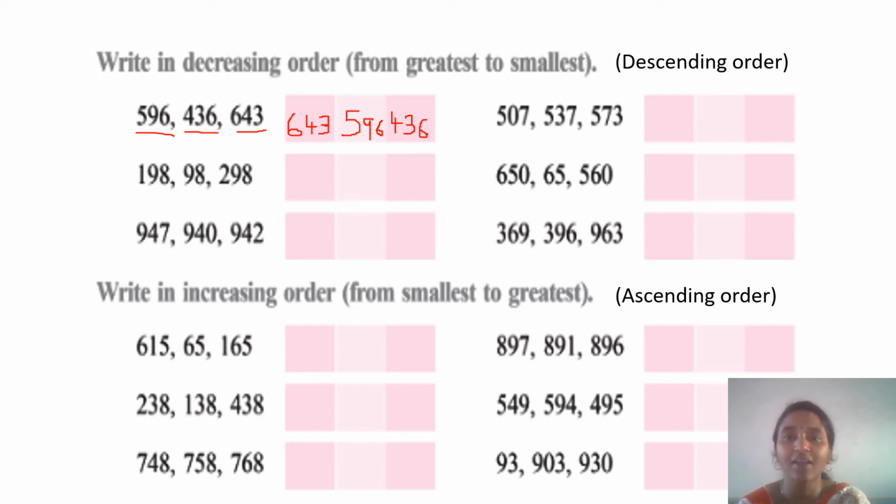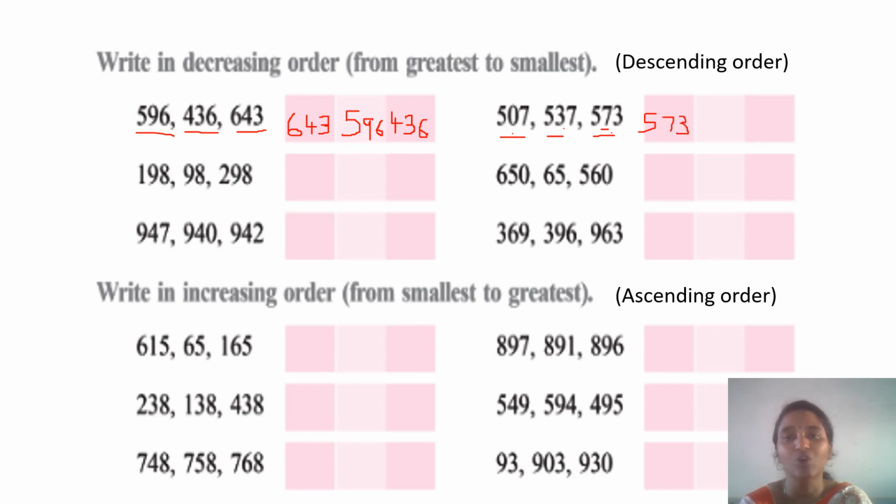What are they? 507, 537 and 573. These three are in 500s only. Next, coming to your tens place. Here 0, next 3 and next 7. Which is the greatest among 0, 3 and 7? 7, right? So I will write 573 first here.